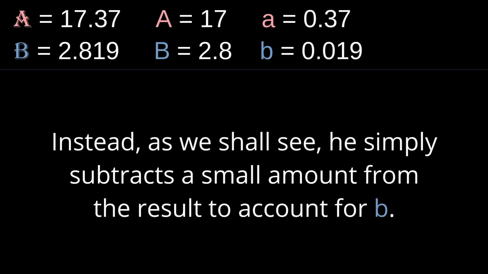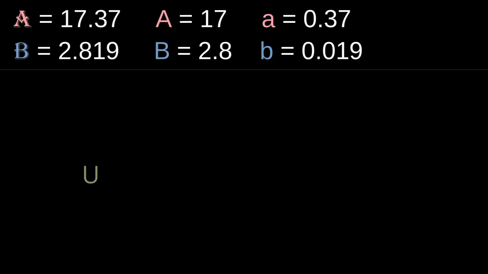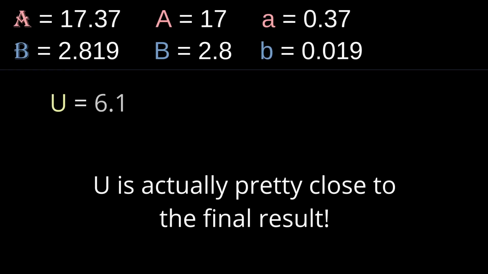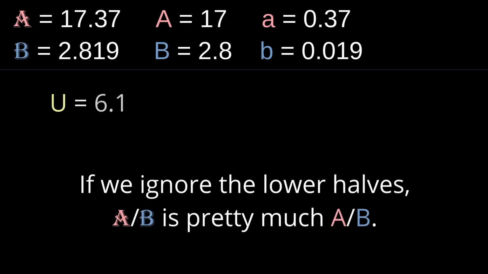We begin by computing a temporary variable, which I'm going to call U for upper. So this is the division of the upper two halves. We've got capital U equals capital A divided by capital B. And that's going to be 17 divided by 2.8. And if you whack that into the old Excel spreadsheet, you'll find that the result is 6.071428, blah, blah, blah. If we round that to just two digits, we end up with U equals 6.1. Now, U is an approximation to the final result. How many times does B go into A? Well, it's going to be approximately 6.1 times.